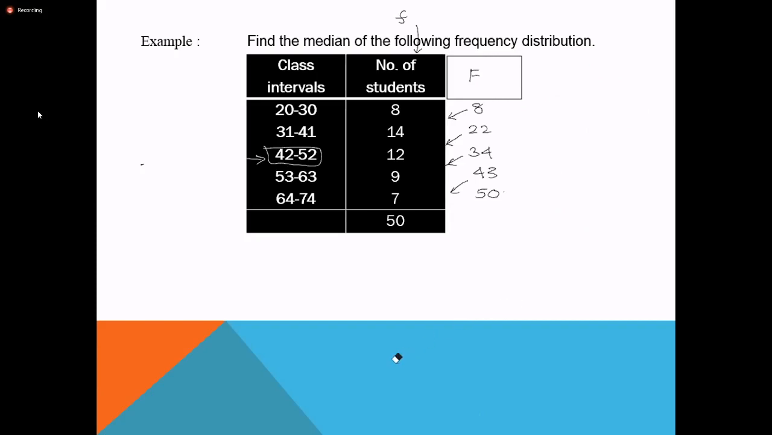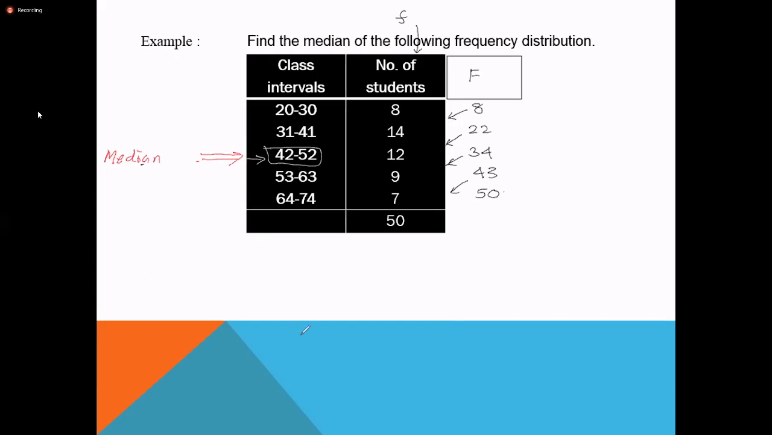So this is the median class here. This class is called the median class. After you identify the median class, then you can use the formula and the values. After substituting values into that formula, you can calculate the median.